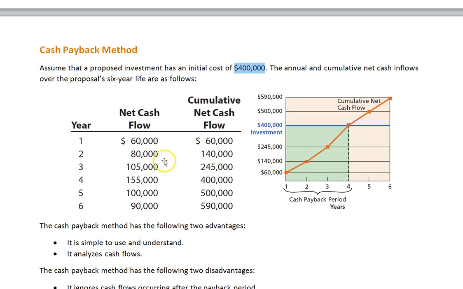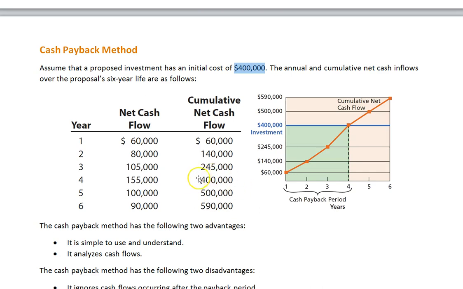The next year we have $105,000. So $140,000 plus $105,000 equals $245,000. We're not at $400,000 yet. We need to keep going. This number plus $155,000 equals $400,000. We're done actually right here. We wouldn't really need to continue the math down here. They did in this image, but we're really done right here.